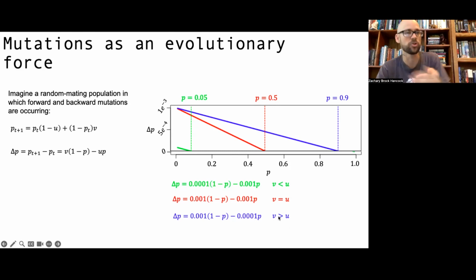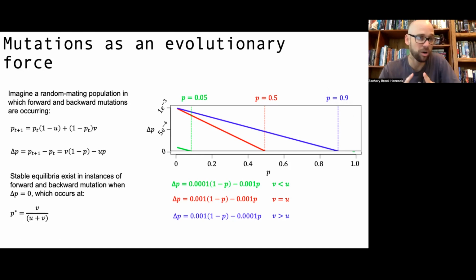And then lastly is V greater than U, right? So where the rate of change of Q to P is greater than from P to Q, and exactly the same way you can see that the equilibrium is much higher, where P is going to persist at a rate of 0.9. Now we can actually solve for exactly where that equilibrium point should be by simply taking our equation up here, plugging in 0 into delta P, and then solving for P, right? And that's going to give us where that stable equilibrium should be, and we find that P star, the stable equilibrium frequency, is equal to V over U plus V. And whenever you plug those numbers in, you can find that you will get exactly these stable equilibrium points.